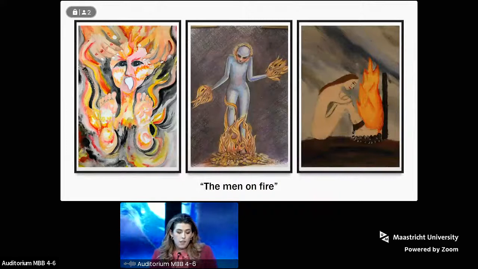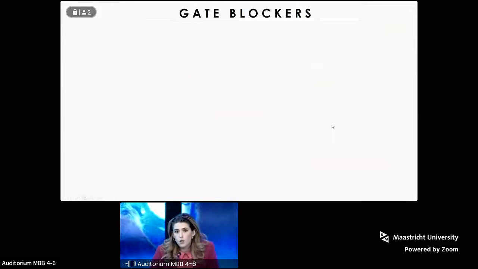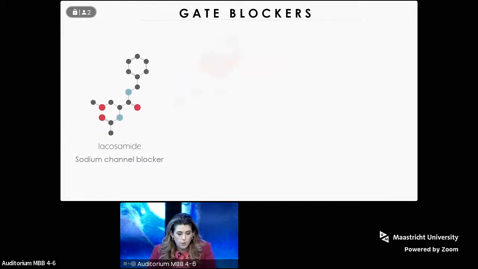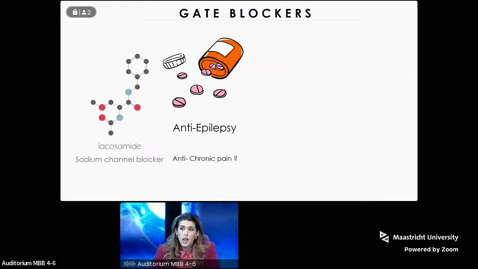So how do we try to solve this problem? Well, first of all, we should try to target those gates. And those gates could also be good to be targeted for pain in general, since they're so important, as we've seen. And so among different types of gate blockers, one, lacosamide, has raised some interest recently. It's mostly been used against epilepsy, but some recent studies have shown that it could also be great for chronic pain.